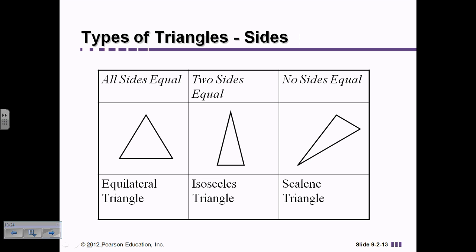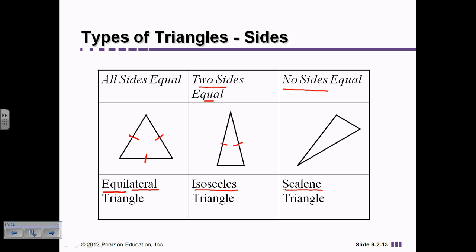Okay, now this is classifying the triangles by their sides. So equilateral. Equa means equal. Lateral means sides. So equal sides mean all of the sides are equal. Now what I'm going to do is put a little hash mark on each of the sides to show that they're all equal. If two sides are equal, then it's what we call an isosceles triangle. These two sides are equal. If none of the sides are equal, none of these sides are the same, then it's called a scalene triangle.